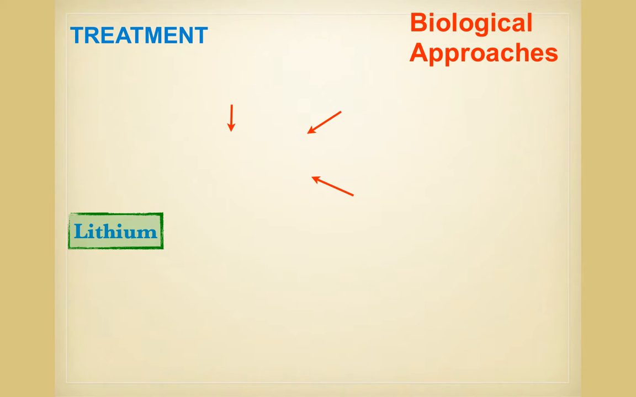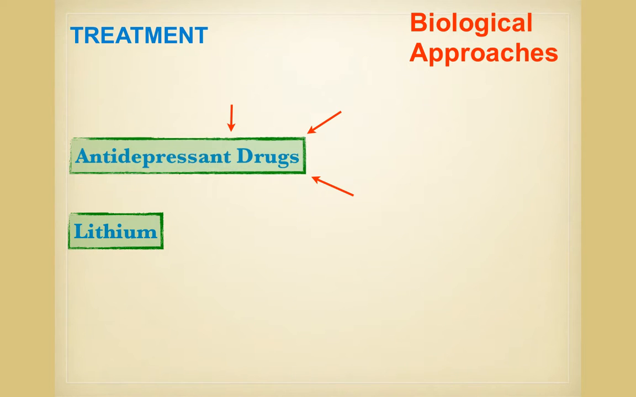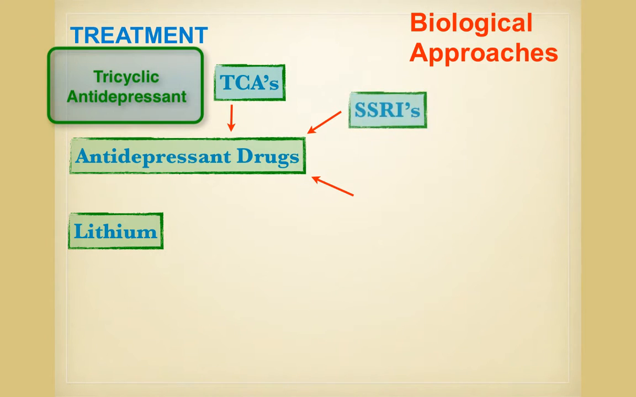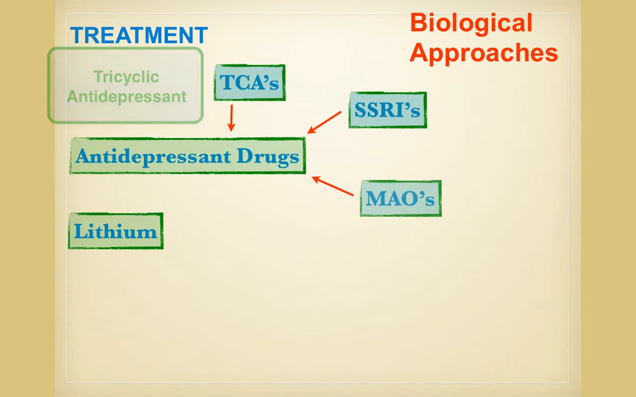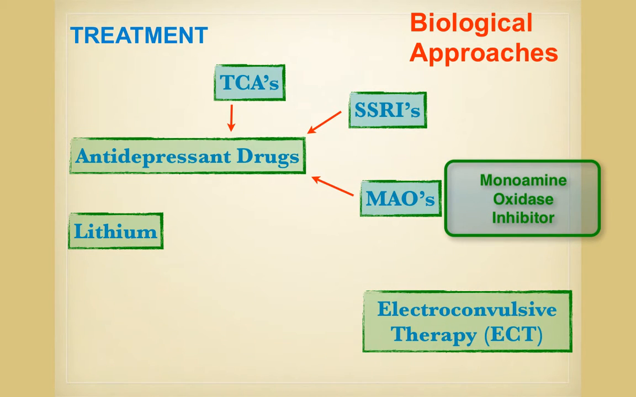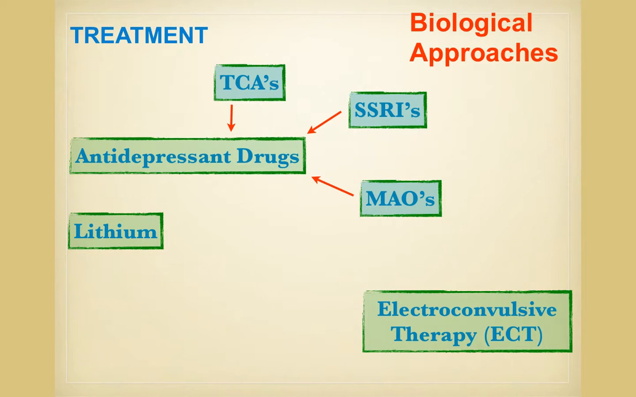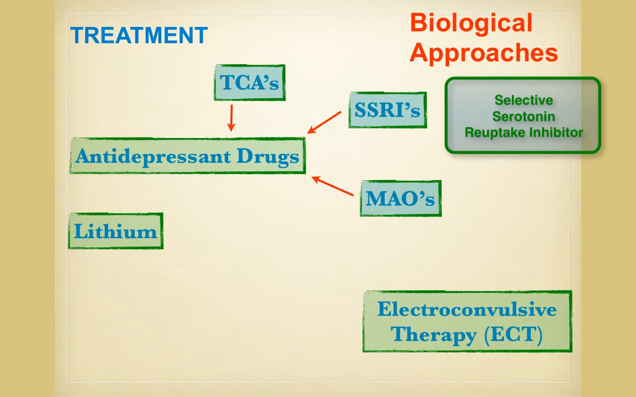Now, biological approaches have focused on the use of antidepressant drugs and other biological treatments such as electroconvulsive therapy, or ECT. Antidepressant drugs appear to increase the levels of neurotransmitters in the brain. You could start out with TCA, or tricyclic antidepressants, MAO, the monoamine oxidase inhibitors, or the SSRIs, selective serotonin reuptake inhibitors.